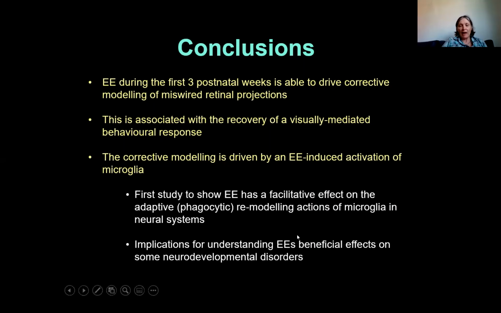And we think if we can get a handle more on this process and how we can regulate it, we can use it then to apply it to the treatment or development of therapies for neurodevelopmental disorders. So that's where we're hoping to go.